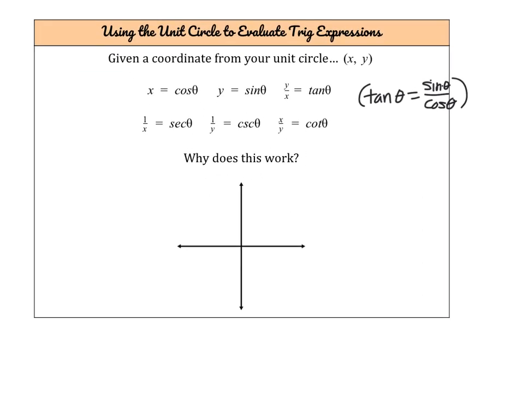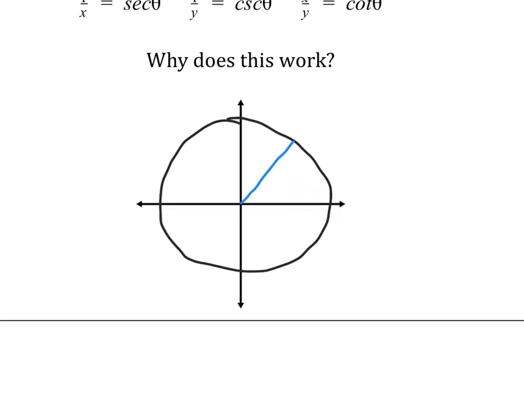So now I want to talk about why this works. Why do these ratios occur? Why is the x value cosine and why is the y value sine? So let's imagine again we have that unit circle. And remember, a unit circle has a radius that is 1. So let's pick some angle. Let's say we have this angle right here, so the angle from the positive x-axis to this. Again, since it's a unit circle, we know that this distance is 1.